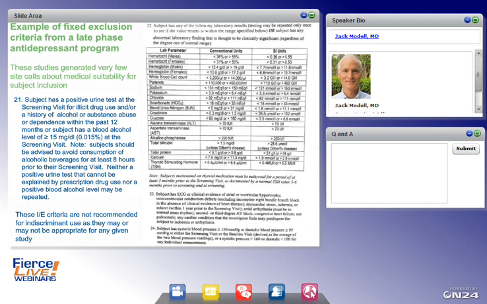And do not allow repeats. And the reason is, urine test repeats.